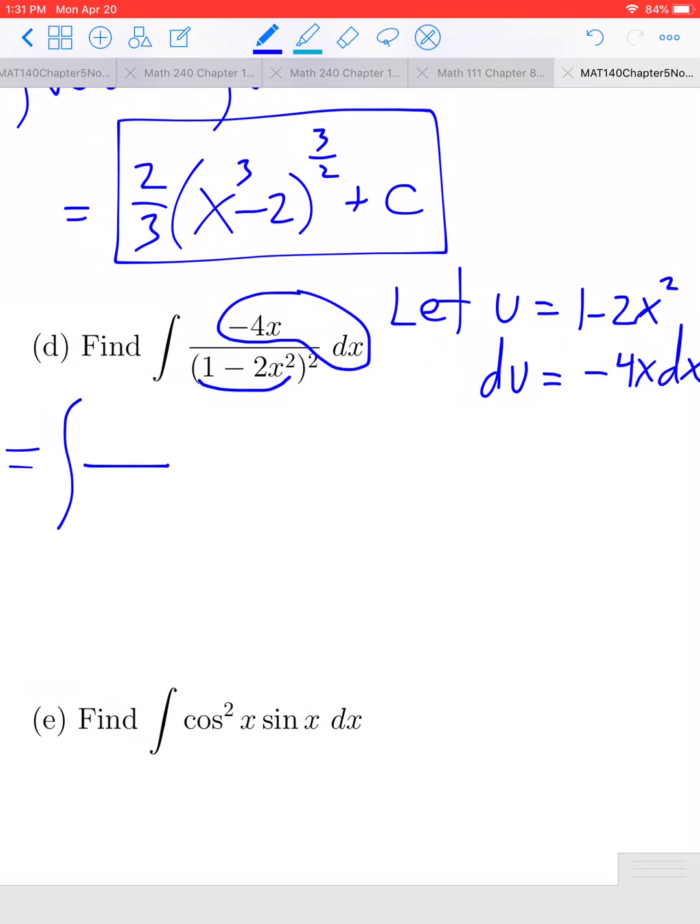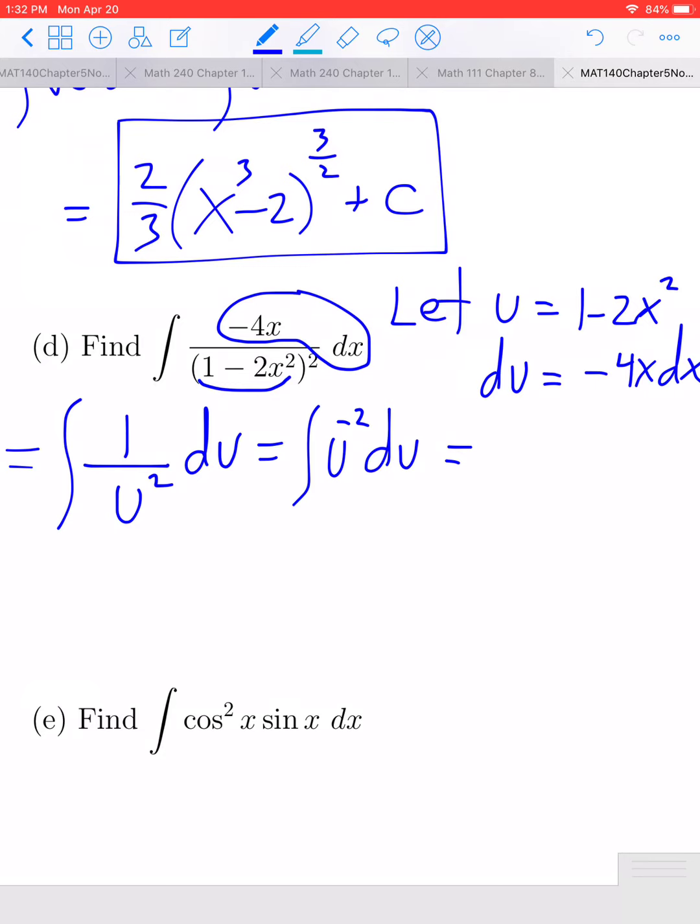So in our denominator we have u to the second power. I'll put it over top of 1 because it was in the denominator. And then the negative 4x dx will substitute out for our du. This is going to be a basic elementary antiderivative in terms of u. We can first of all rewrite it. Think of it as u to the negative second du.